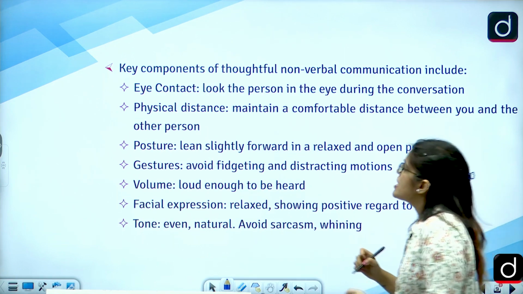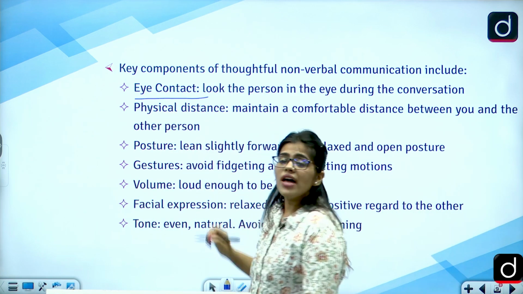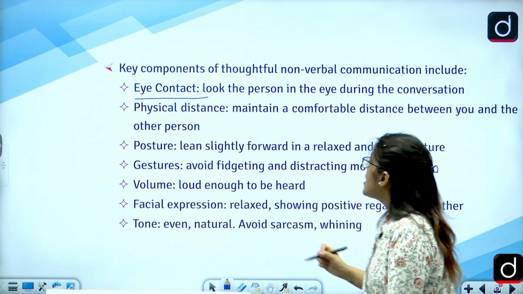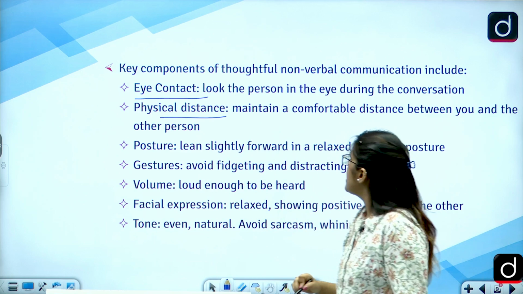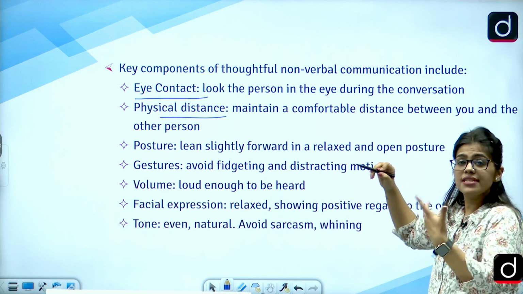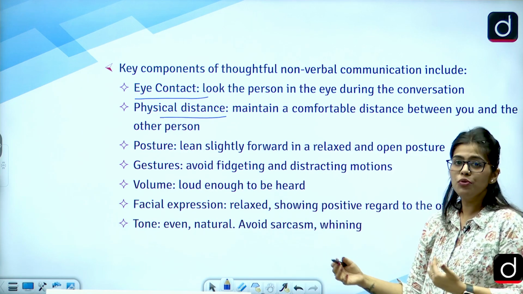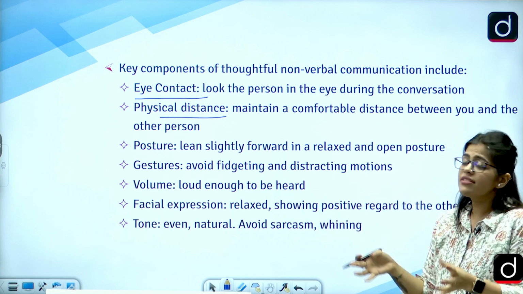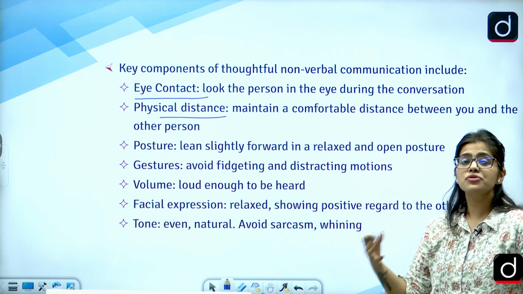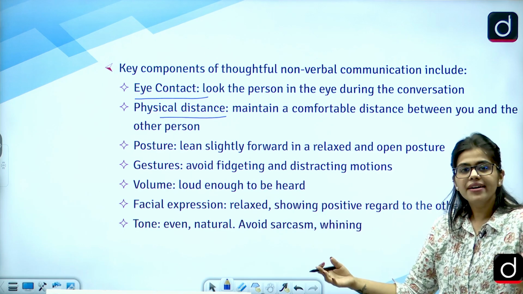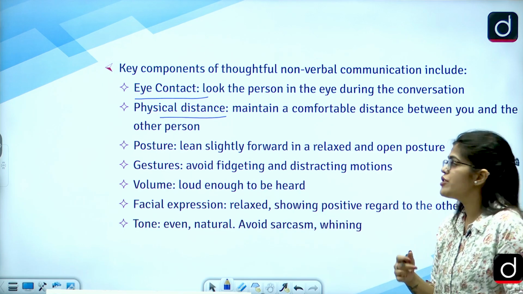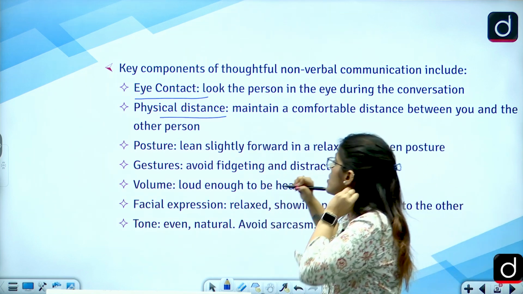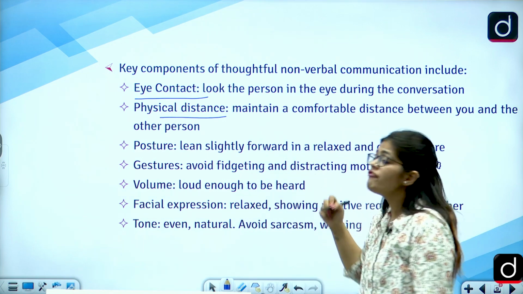Now, what are the key components throughout non-verbal communication? These key components are your eye contact. Without good eye contact, the communication would lose its essence. The physical distance is what you maintain between two people. If you are very comfortable, then the distance would reduce, while the social distance between people who are talking will be wider as compared to people who know each other. So the physical distance is also called proxemics. This is the study of space.